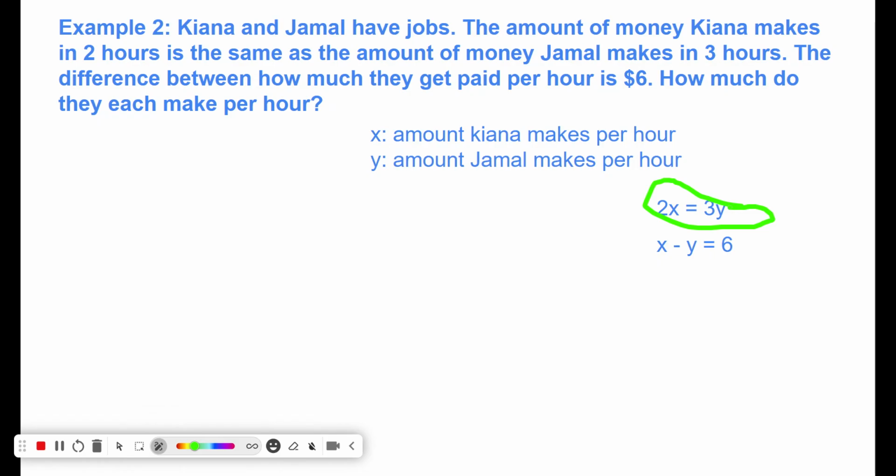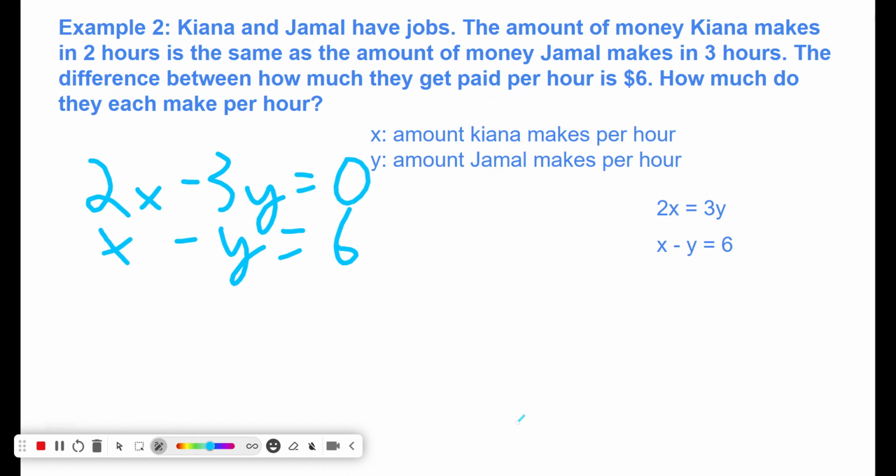Subtract 2x from both sides, 3y minus 2x. Oh, I didn't want to do that. No, I'm going to subtract 3y from both sides, actually. Negative 3y. Subtracting 3y from both sides will set it up as an x minus y, and that's what I have below. From here, my elimination is going to be a lot easier.